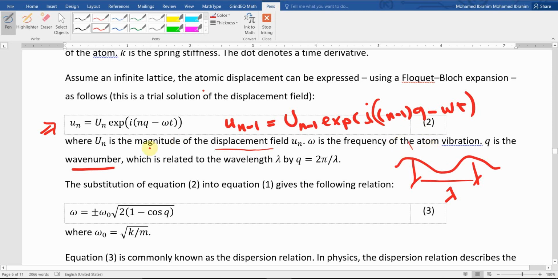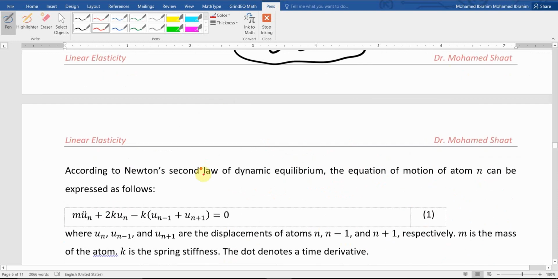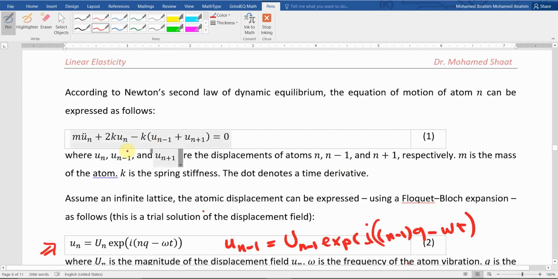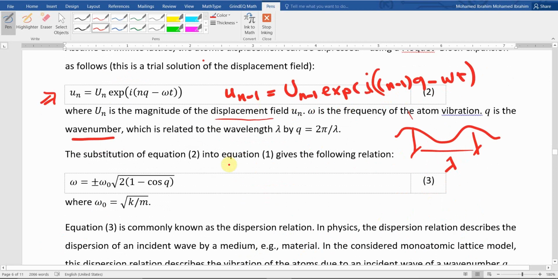Okay, so this is if we consider this one from the physics point of view. If we consider it from the vibration point of view, we're going to deal with this as a trial solution of this equation, and our objective is just to plug this trial solution into equation 1 to end up with the displacement u_n, or the vibration of the atom n, and this is what we're going to do.